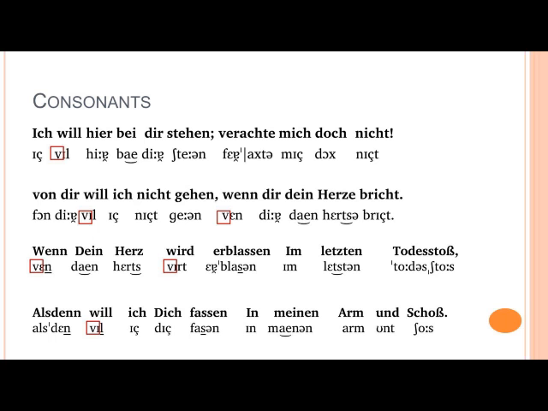And here we have 3. On the first line, verachten. On the next line, von. And on the last line, fassen. So in these texts we see the f sound made with 2 different spellings.